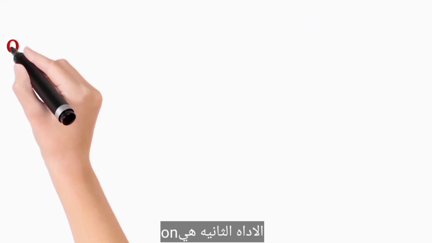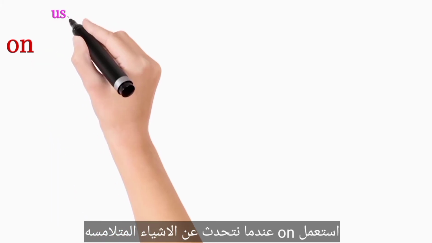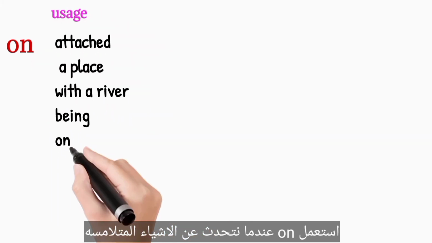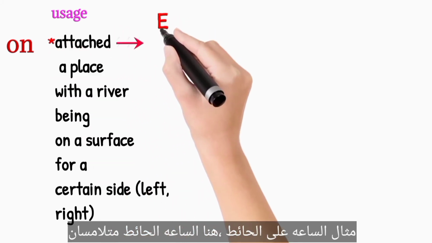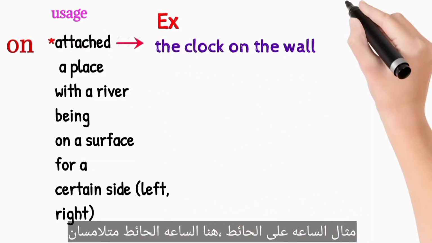The second preposition is on. One. We use on as a preposition of place when we talk about an attached thing, like the clock on the wall. Here the clock and the wall are attached to each other.